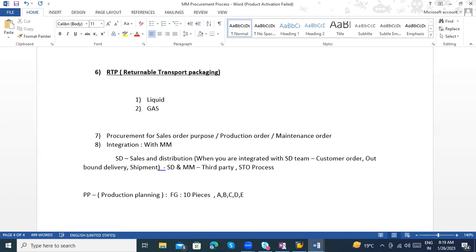How do we get the component products? We place the purchase order to the vendor.